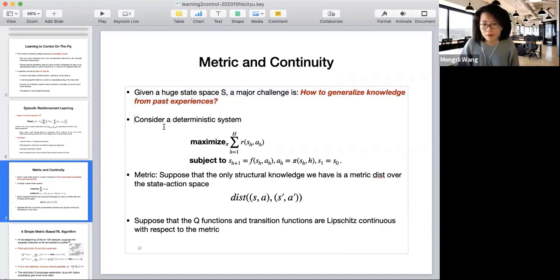So we're going to simplify the problem and assume that this is really just a deterministic state transition system, deterministic control. And the only structural knowledge we have is a metric in the joint state action space. So some metric measuring the distance, the similarity between one state and action pair and another state and action pair. And we're going to assume that all the unknown Q functions and the unknown transition functions are Lipschitz continuous with respect to this metric. So we're only assuming continuity with respect to a particular metric.